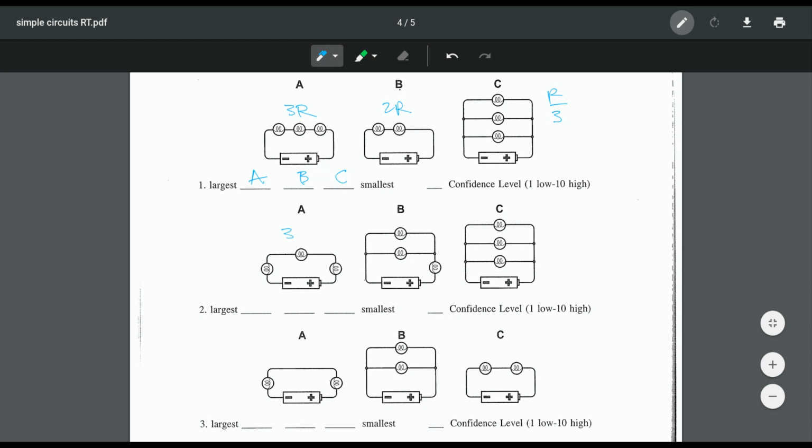Next case here, 3R. C is R/3. B might take you a sort of extra moment to do. Write it out if you're still feeling like you need a little bit of work on these. This is just going to be equal to 3/2 R. A way you can think about it is you can combine these two into R/2, and then you'd add those in series with R. So that'll give you 1.5 R. So this is again going to go A, B, C.